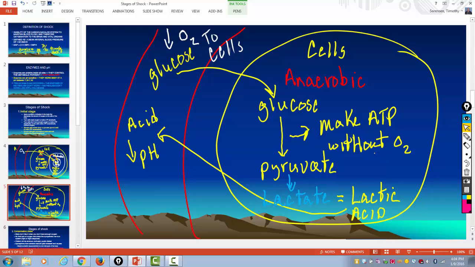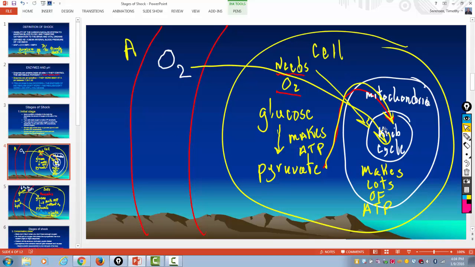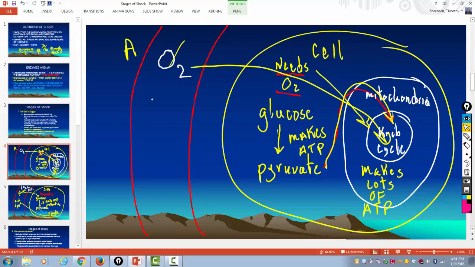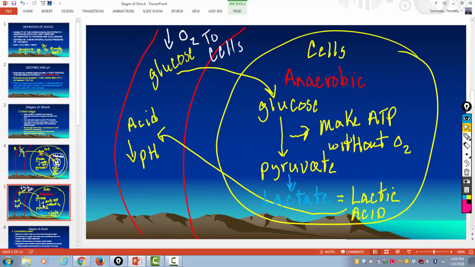The problem is that if the pyruvate can't go into the Krebs cycle because there's no oxygen, and why isn't there any oxygen? Well, your cardiovascular system is having problems, right? You're in shock or going into shock. So glucose to pyruvate is going to predominate. Ain't that great? And it's going to make ATP without oxygen. The problem is pyruvate can't go into the Krebs cycle because you ain't got no oxygen or very little. So the body does stuff that makes sense.